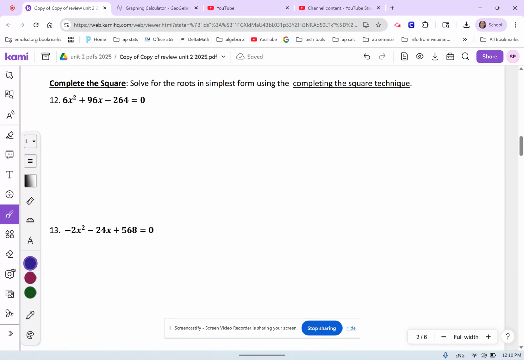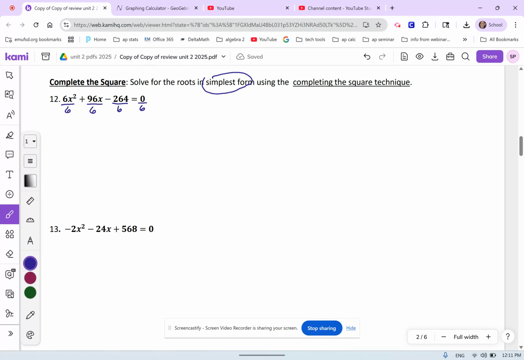I now like to do problem number 2. Here we have another quadratic equation, but we're asked to solve in simplest form using the completing the square technique. This is a totally different technique from the quadratic formula. In order to use this technique, your leading term, that x squared term, has to have a coefficient of 1. Since this one does not, you have to divide all terms on both sides of the equation by 6.